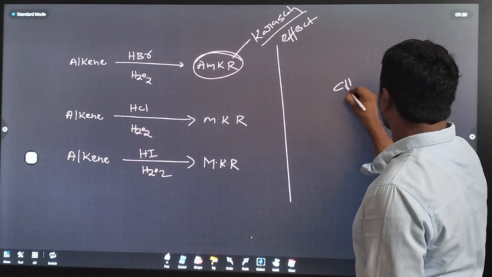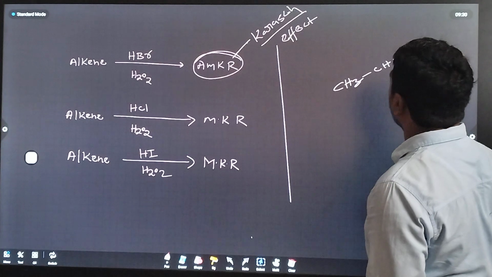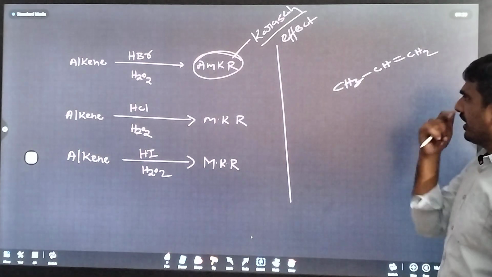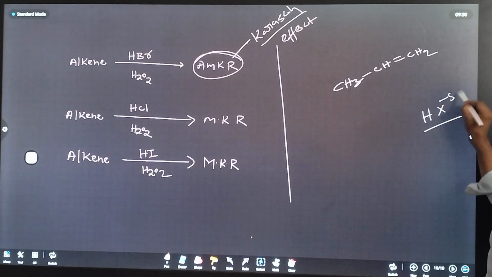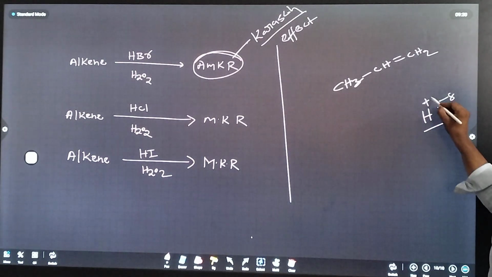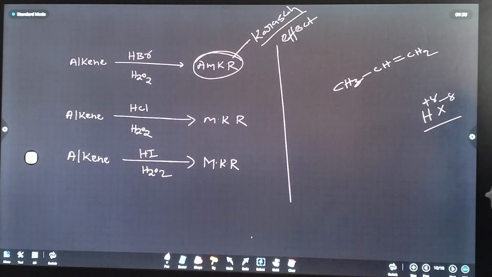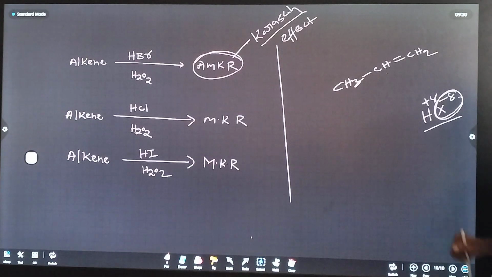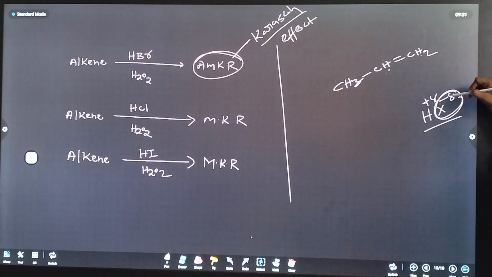I can take an unsymmetrical alkene. Here is the negative part of the reagent. Suppose I take HX as the reagent; this is the negative part and this is the positive part. According to the anti-Markovnikov rule, the negative part of the reagent is added to the double bonded carbon atom which has a higher number of hydrogens. Here only one hydrogen, here two hydrogens. So X minus attacks here. That is the anti-Markovnikov rule.